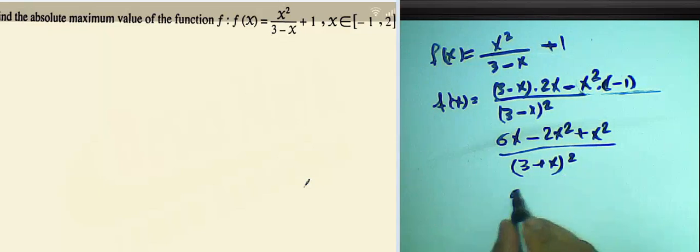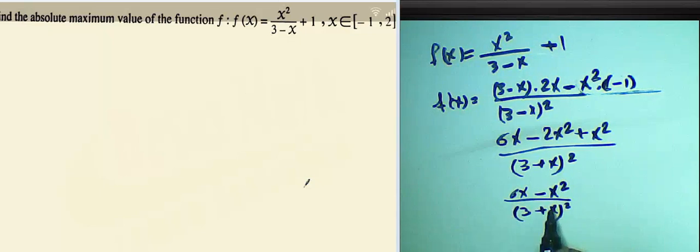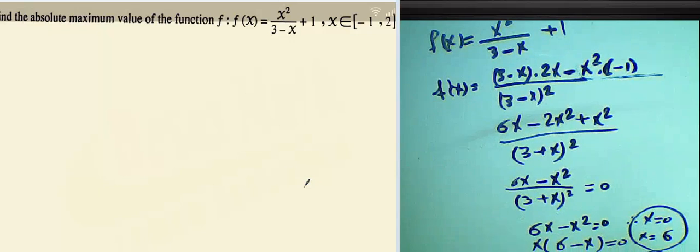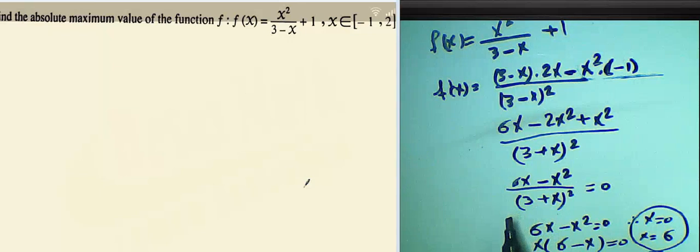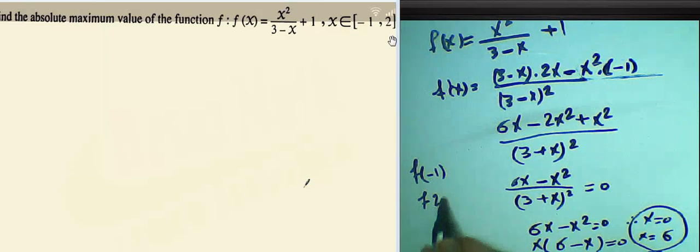It will be 6x minus x power 2 over 3 minus x all power 2. We must put it equal to 0, then 6x minus x power 2 equals 0. We write x outside: x times 6 minus x equals 0. Then x will be equal to 0, or x equals 6. Okay, these are the critical points. Then we find the values from the beginning to the end of the interval, negative 1 to 2. Since 6 is not in the interval, we can cancel x equals 6, and then we find f of 0.